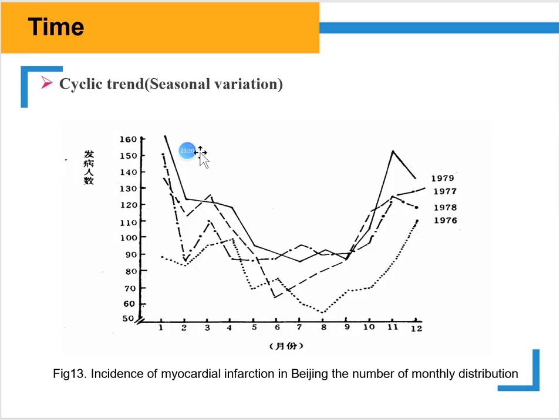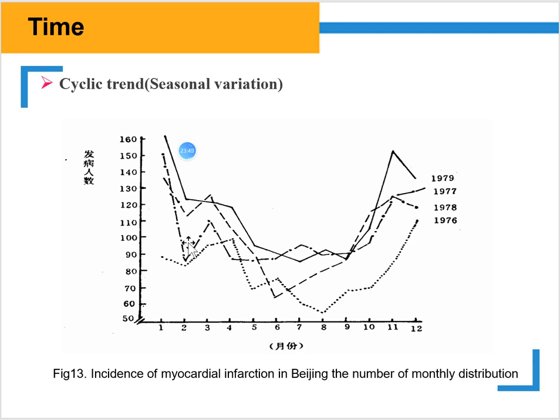Figure 13 is the monthly distribution of incidence of myocardial infarction in Beijing. The abscissa is month. The ordinate is the number of myocardial infarction patients. Myocardial infarction occurred frequently in winter and spring, the cold season.